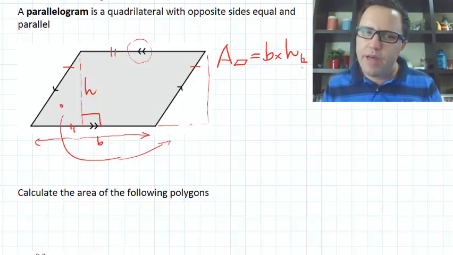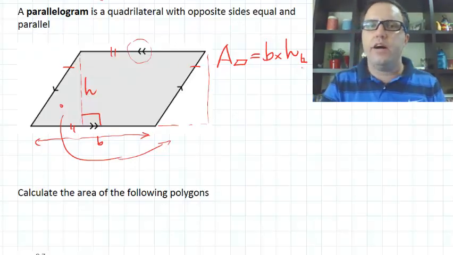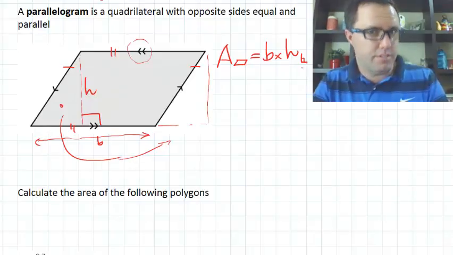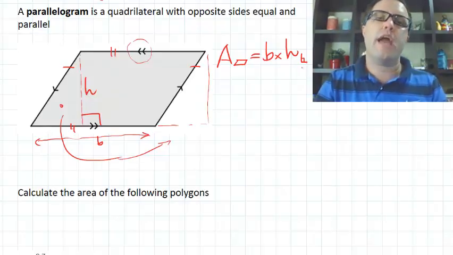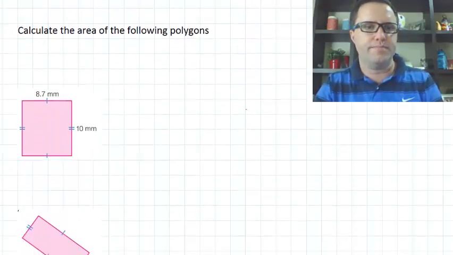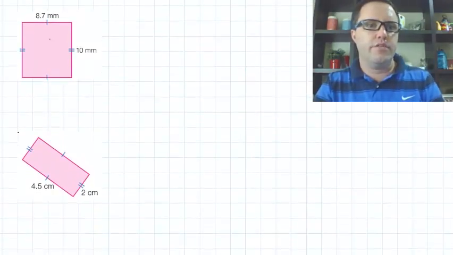I showed you how we come about them because I think it's very important that you understand how it all kind of works. However, you can, if you want to, just memorize them. So it's up to you, okay? But I wanted to show you how we get there just in case you have a bit of forgetfulness. All right. Let's calculate the area of the following polygons.